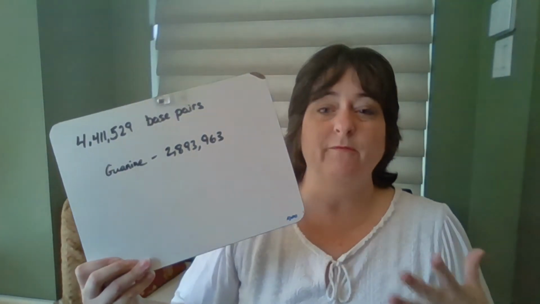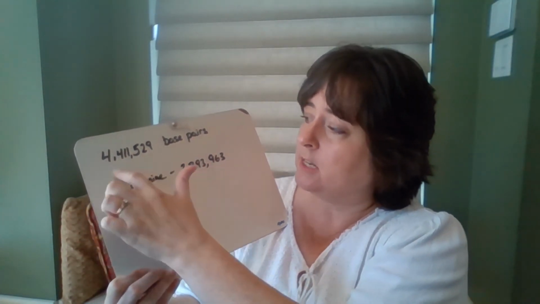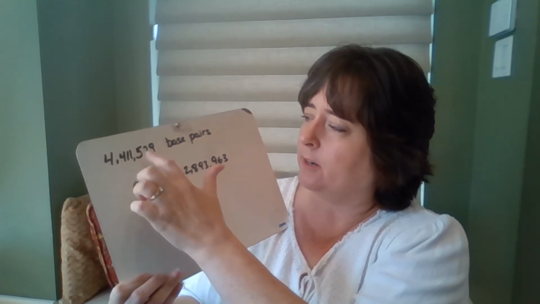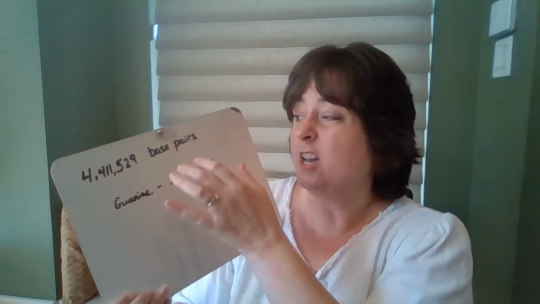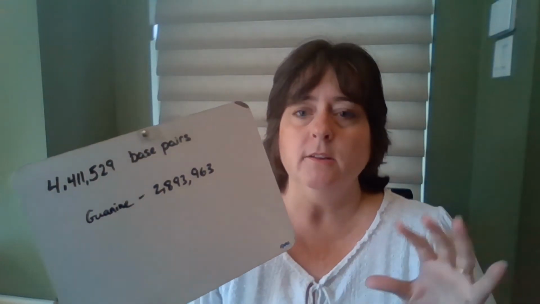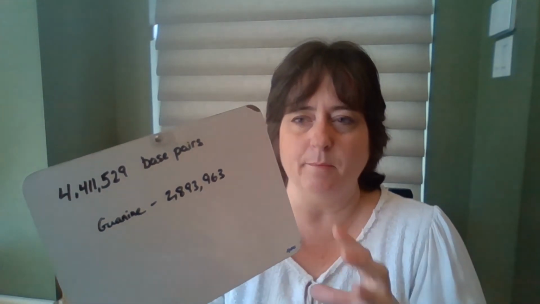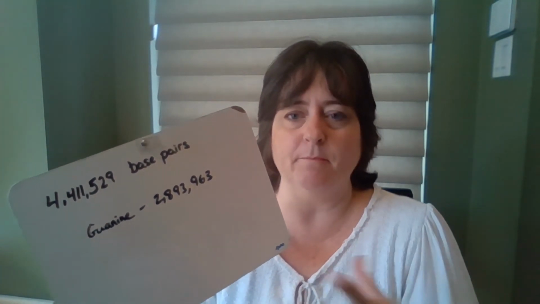But you needed some information that you memorized, and then I'm asking you to apply it on these questions. So you were given 4,411,529 base pairs. You needed to know what a base pair was. So we said that G and C is a base pair. Guanine and cytosine pair up.